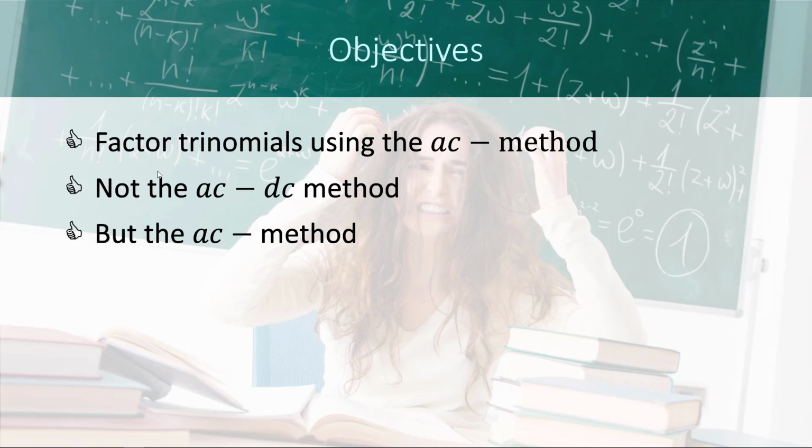So what are we going to do here? We are going to learn how to use the AC method to factor trinomials. Now when I say AC, I don't mean alternating current. I also don't mean AC-DC. No, I mean the AC method. So what is this method all about?